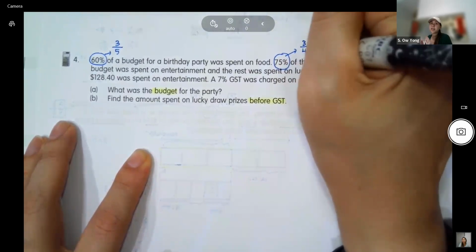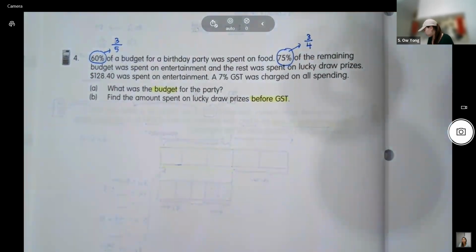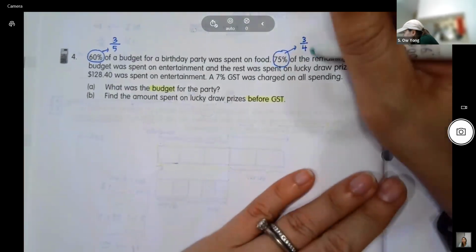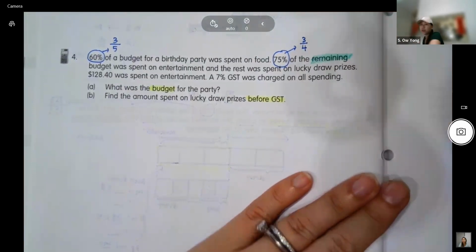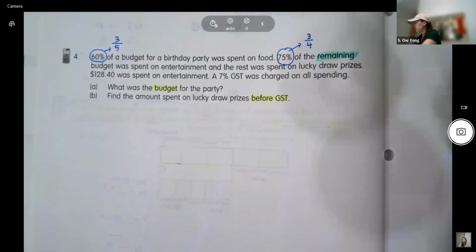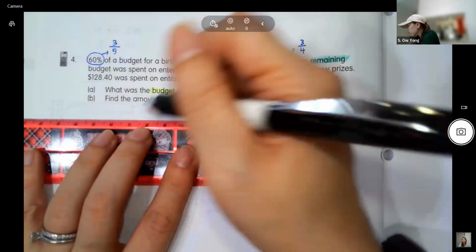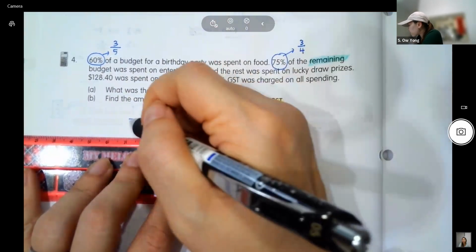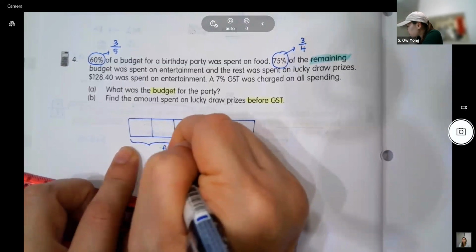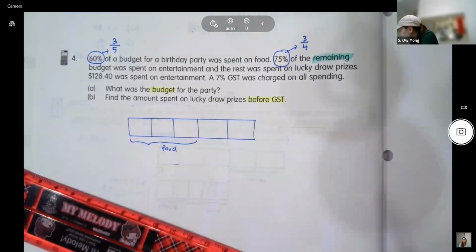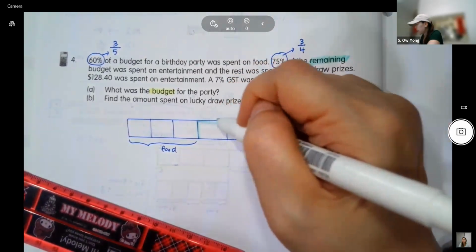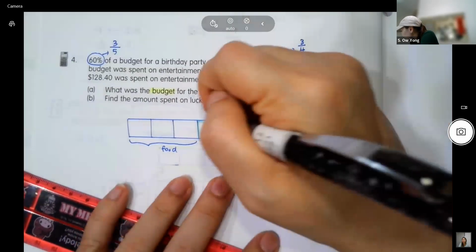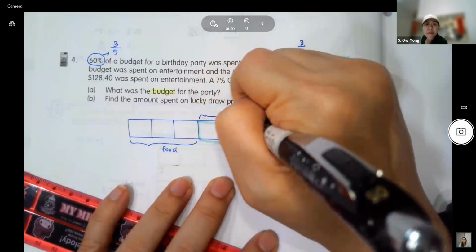Okay, so they say 3 out of 5 of the budget is spent on food, while 75% of the remaining budget was spent on entertainment. So this is actually a remainder concept. You actually draw the model. You draw 5 units first. You shade 3, and this is actually spent on food. And the rest is the remainder. Yes, you're correct. The rest is the remainder. Okay, this is the remainder.